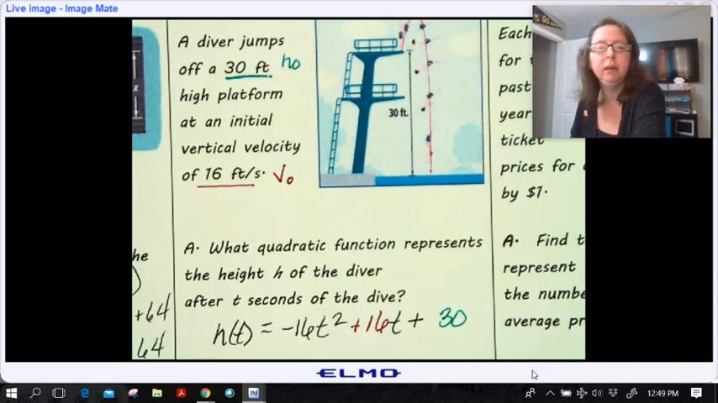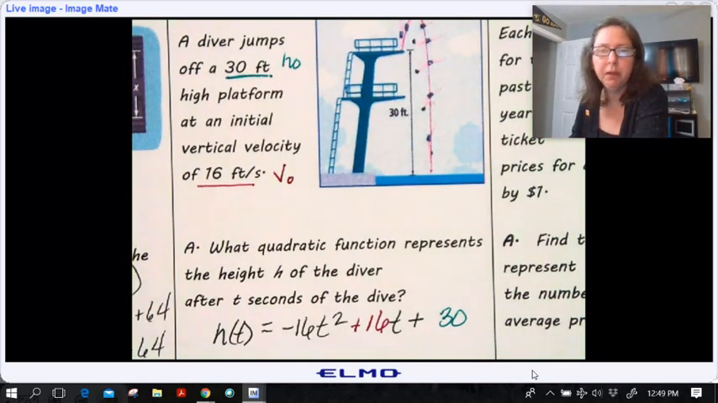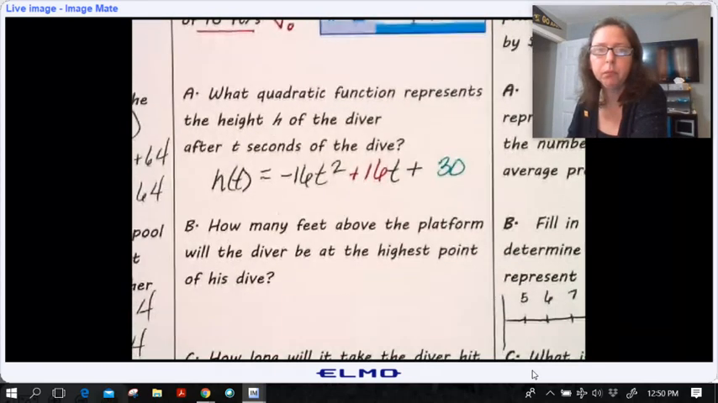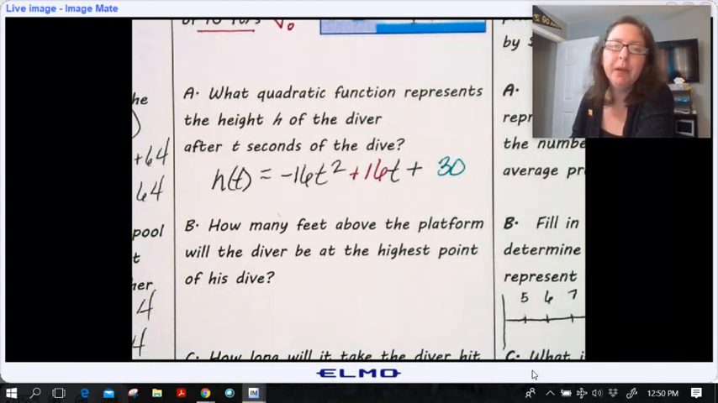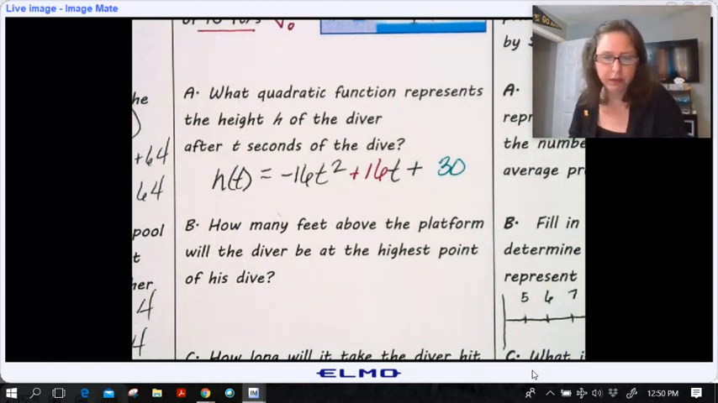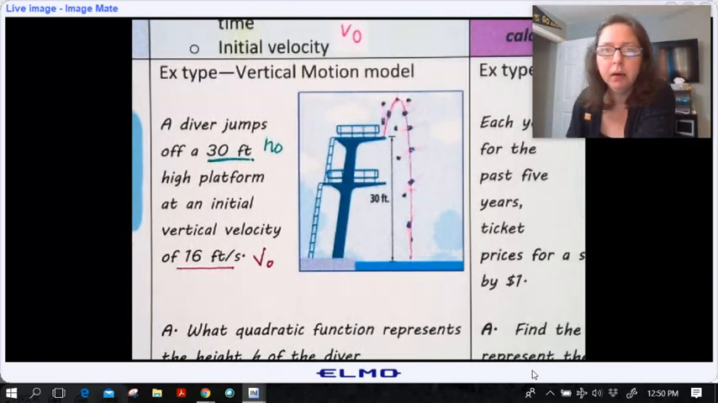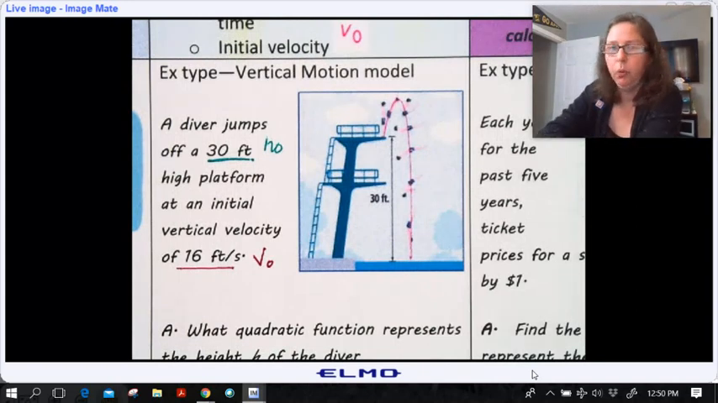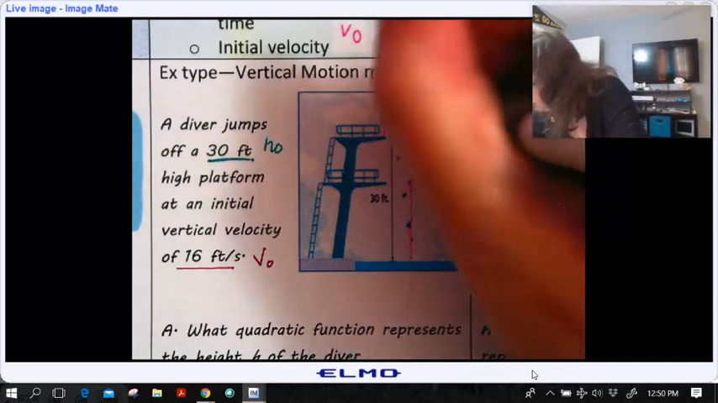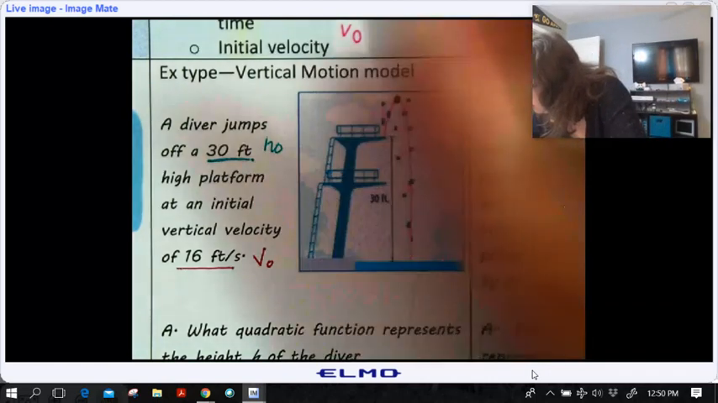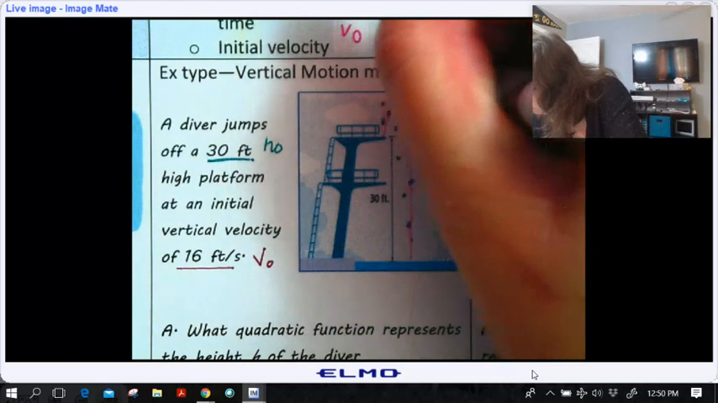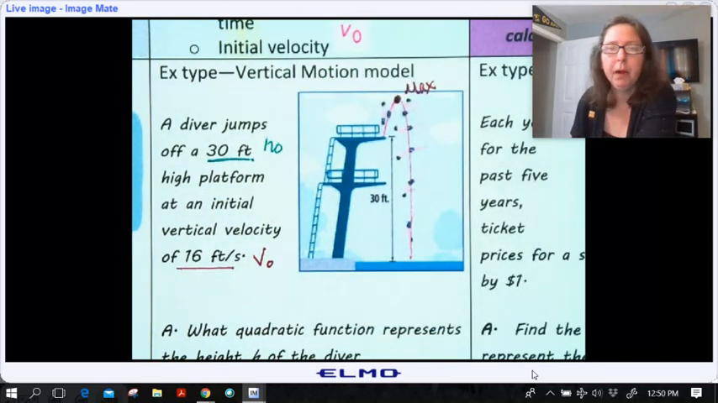All right, let's answer another question. Now that we have an equation, how many feet above the platform will the diver be at the highest point? At the highest point. Well, let's look at this. What exactly are they asking me to find? Where will the diver be at the highest point? That is right here. And that is a maximum value, okay?